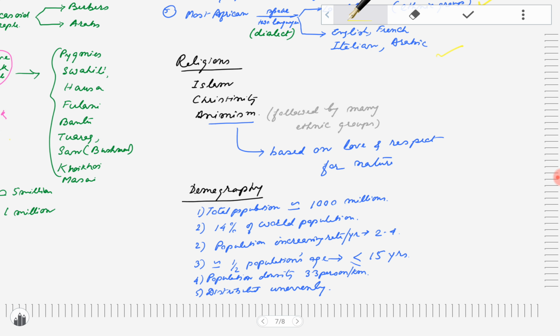Now, demography: the total population is about 1000 million, approximately 14% of the world's population. The population increase rate in Africa is about 2.4, and approximately half of the population is less than 15 years of age, so short-lived. The population density is 33 per kilometer and distributed unevenly.